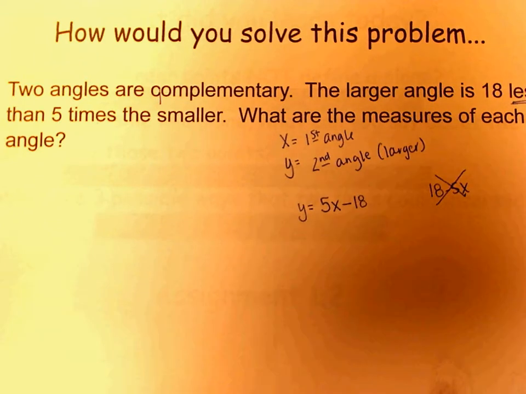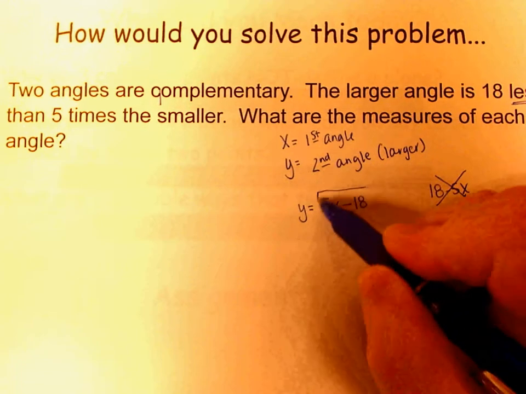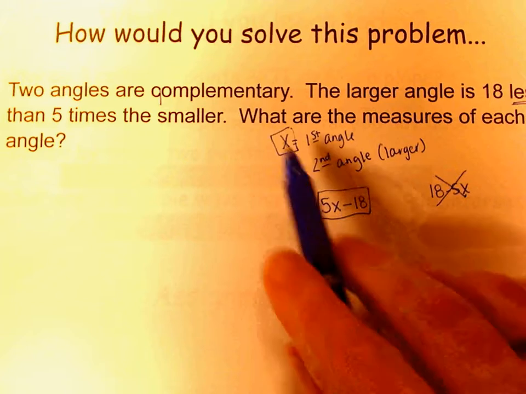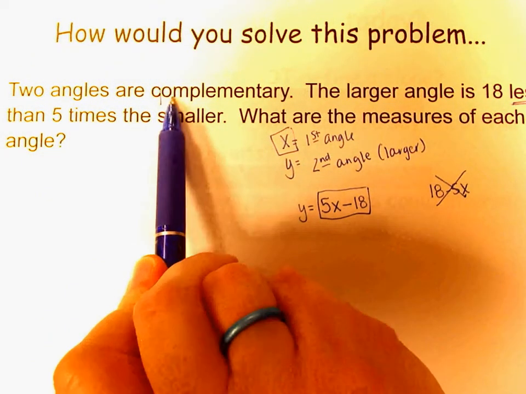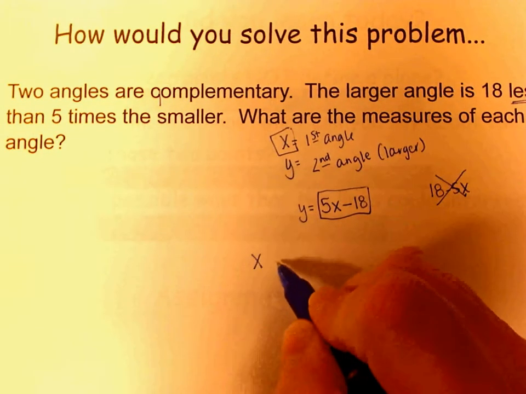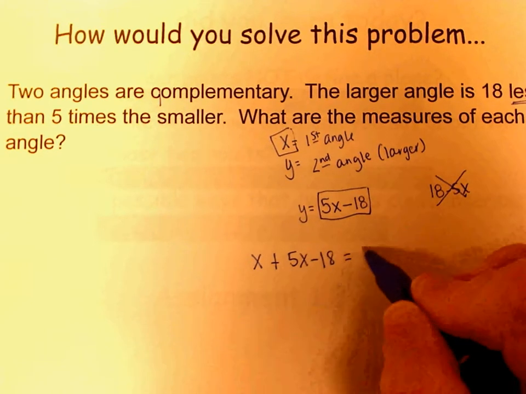Okay, so now I have y in terms of x. So this is my larger angle, this is my smaller angle. They're both with the variable x now, and I know they're complementary, which means they do what? They add to 90. So I can take the x and add the 5x minus 18 to it and set that equal to 90 degrees.